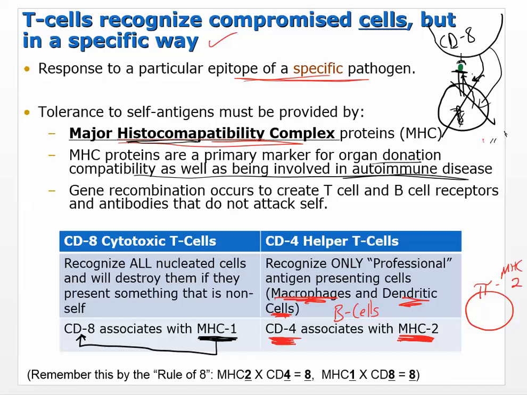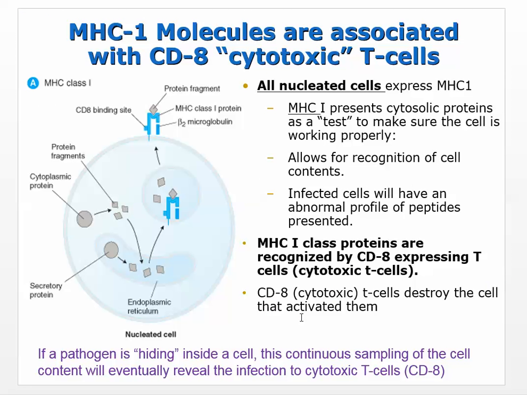Okay. I feel like I spent way too long on that particular slide, but it's kind of an important concept, so I apologize if it was too long. So let's go through this again. MHC1 molecules are found on every cell, every nucleated cell in the body, and they associate with CD8 cytotoxic T cells. So what happens with those? I'll just read through this.